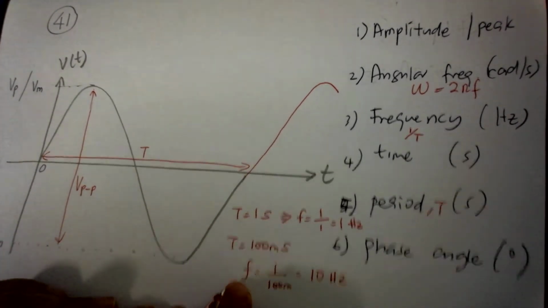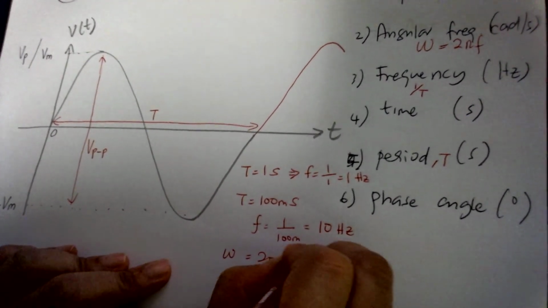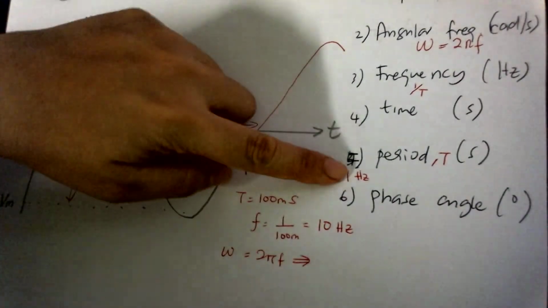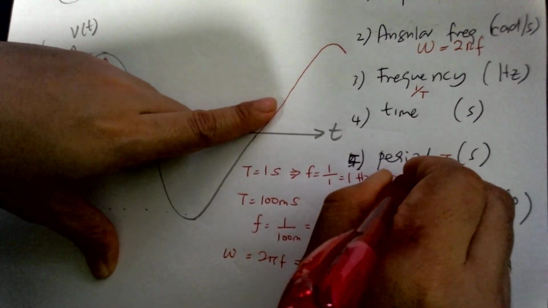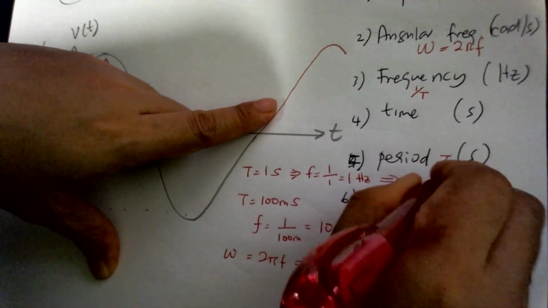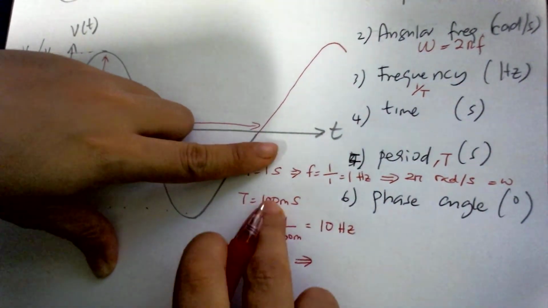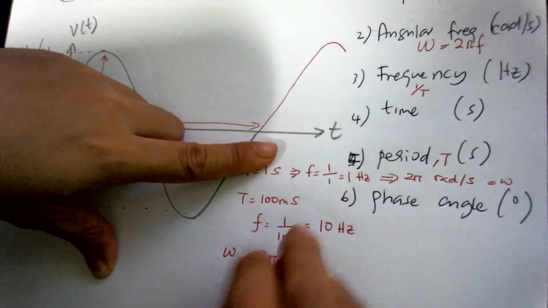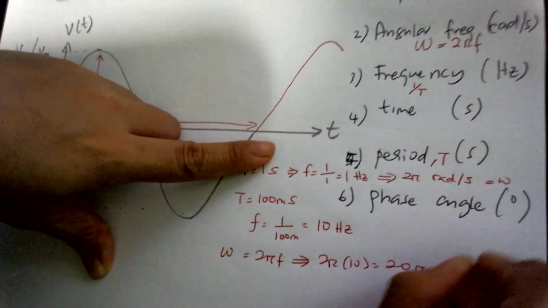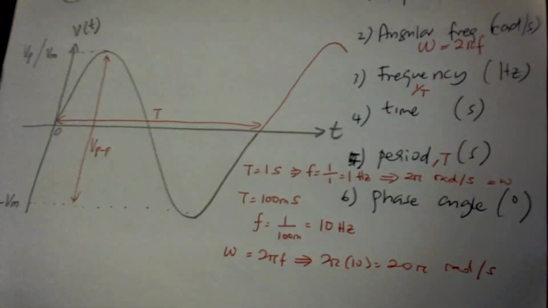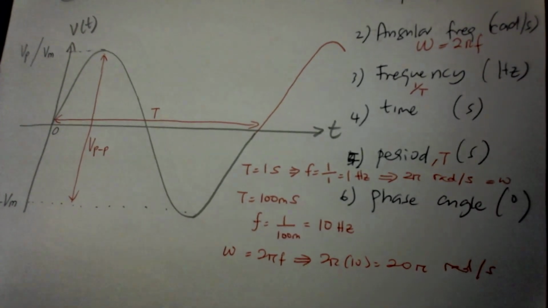From the frequency, we can calculate the angular frequency, which is 2 pi f. If the time is 1 second and the frequency is 1 hertz, the angular frequency omega is 2 pi radian per second. For 100 milliseconds, because the frequency is 10 hertz, 2 pi times 10 equals 20 pi radian per second. That's how we calculate omega. Next, I will explain about phase angle in the next video. Thank you guys.